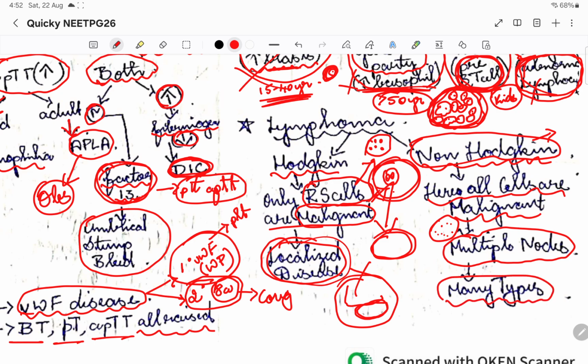In Hodgkin, only the RS cell is affected, that is the Reed-Sternberg cell. Whereas in non-Hodgkin lymphoma, all the WBCs are affected, causing multiple node involvement.